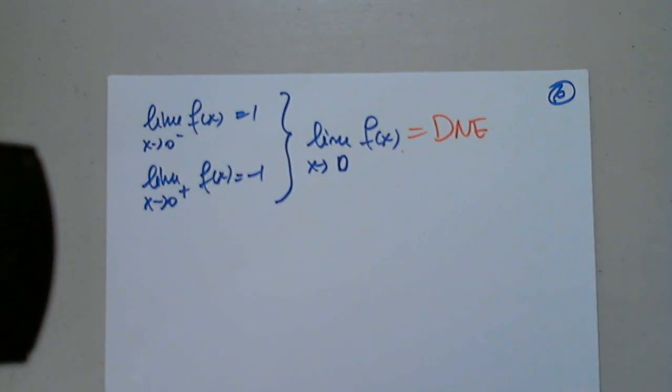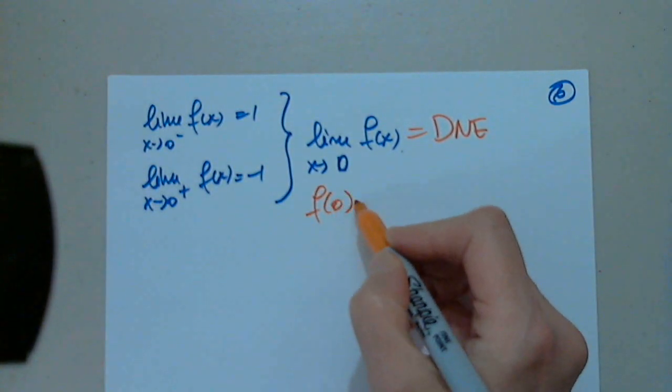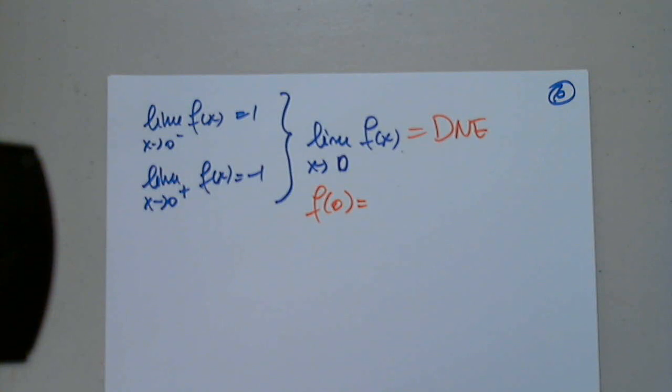Now I'm going to ask another question here. What about f of 0? Can anyone give us f of 0? So we can write f of 0 here. 1. Excellent. Good.